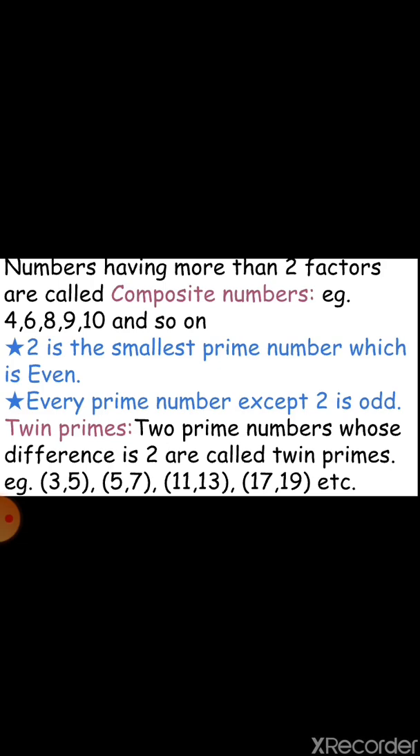Twin primes. The definition of twin primes is two prime numbers whose difference is 2 are called twin primes. For example, 3 and 5, 5 and 7, 11 and 13, 17 and 19. Here the difference of these two prime numbers is 2. Therefore, these are called twin primes.